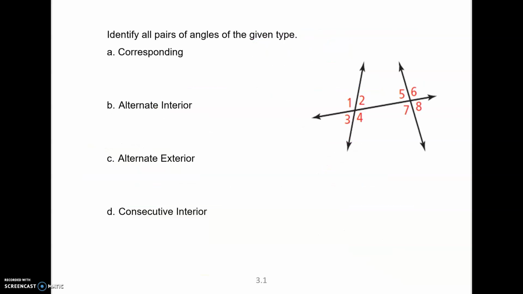So what we're going to do now is just recognize those in a diagram. I want to know all corresponding angles in my picture. Remember, that's anything that has the same location. So I know 1 is my top left, and then 5 is my top left. So 1 and 5 would be corresponding. Then I would have 2 and 6, 3 and 7, and 4 and 8.